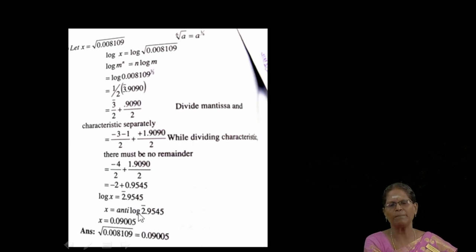In the anti-logarithm table, first we should find the value for 0.9545. So here the value comes for 9005. But now look at the characteristic, it is minus 2. So after the decimal point, we have to insert one 0. So now the answer for the root of 0.008109 is 0.09005.